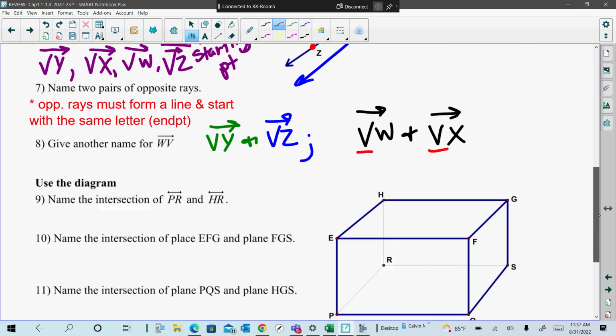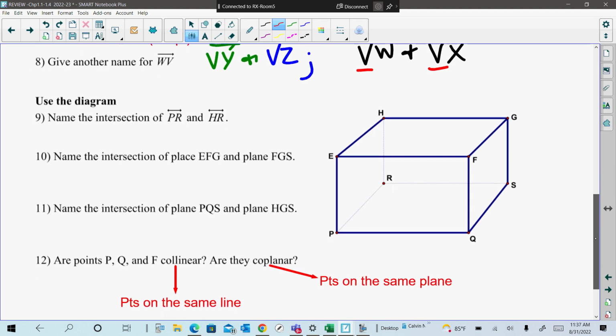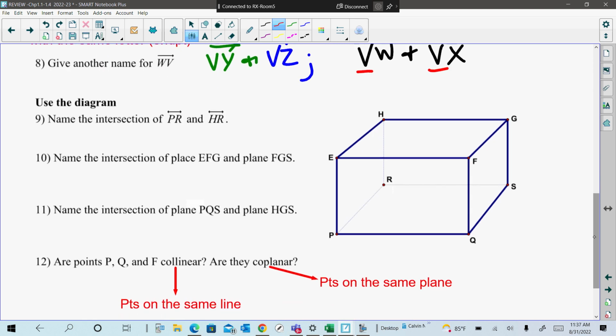All right, and then here, they want you to name the intersection of line PR and HR. That was R, is the point of intersection. PR is this line here. I should probably do that green. And then HR is here. Oops. Where did they meet? Right there, they meet at R. Okay.